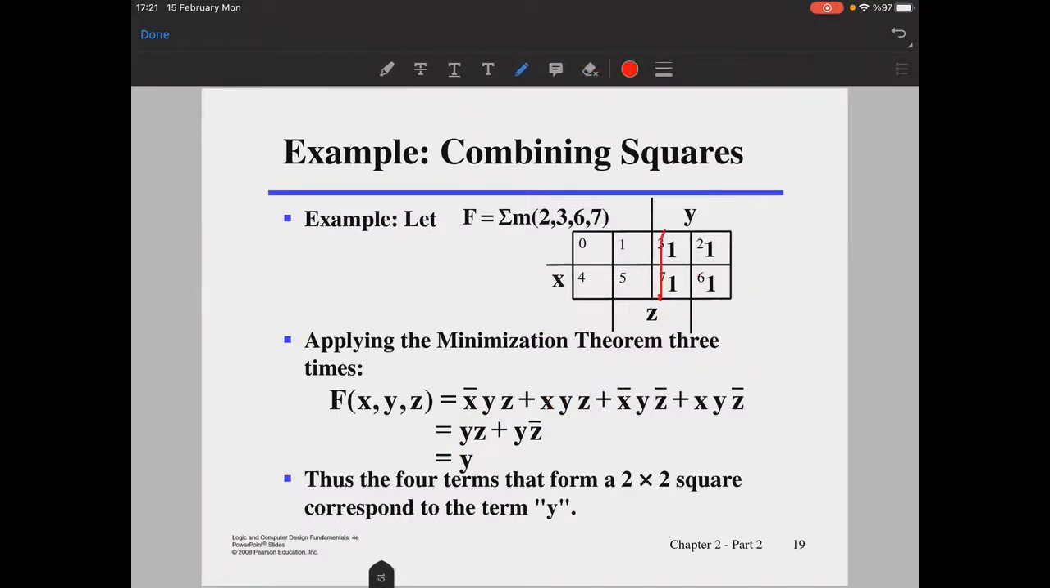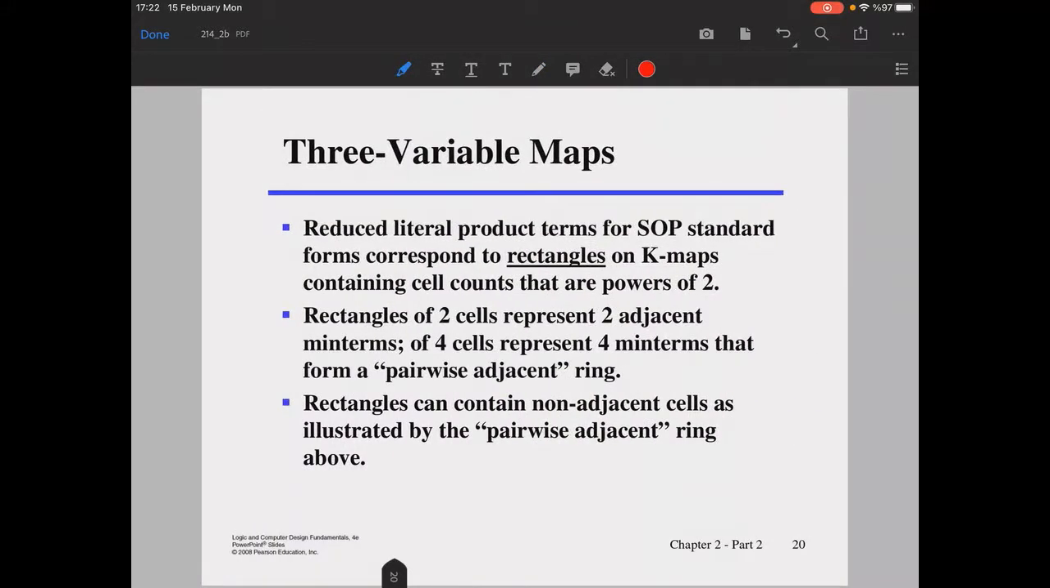It would be, of course, combining the largest possible square. Your Z is changing here. You see, Z is 1 here, 0 here, so it's not dependent on Z. And your X is changing here, 1 here and 0 here, so it's also not dependent on X. So I can say that your function is equal to Y in its simplest form. That's the idea with combining squares. Of course, the larger the square, the better the solution. That's the idea.